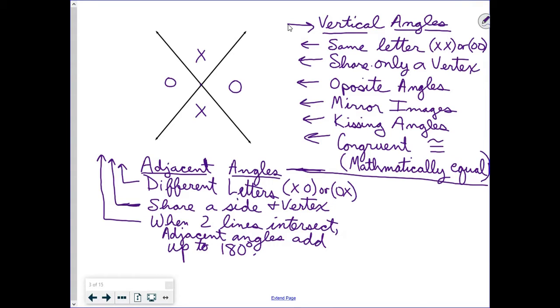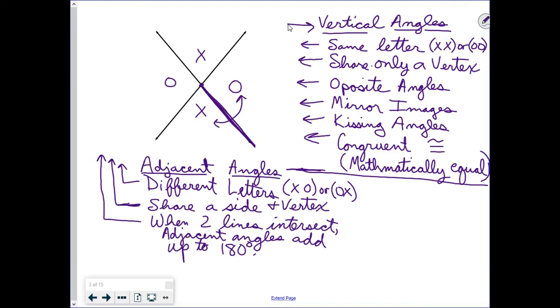Also, when you have a pair of intersecting lines, you get what are called adjacent angles. In our figure here, the adjacent angles would be marked by different letters. So any XO pair here would be a pair of adjacent angles. They share a side and a vertex. So not only do they share that point in the middle, but they would also share a side. If I highlight this particular side here, you can see that this O and this X form a pair of adjacent angles.